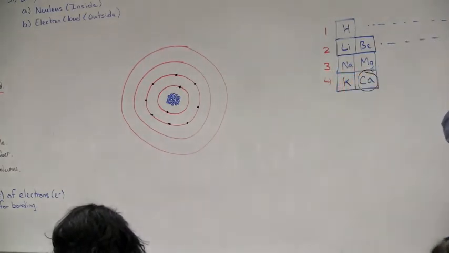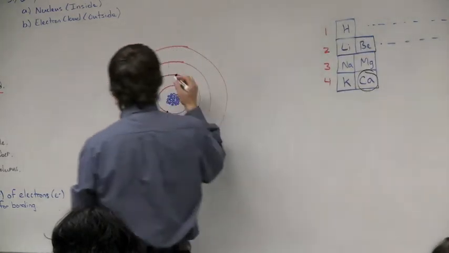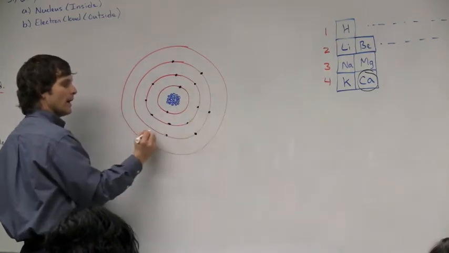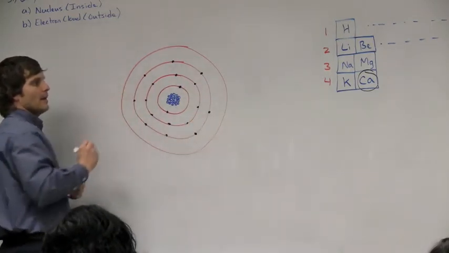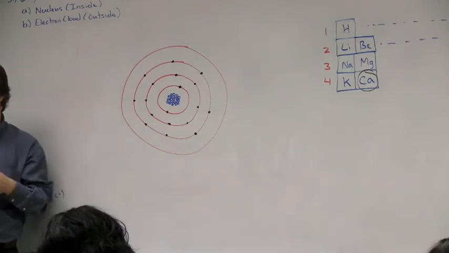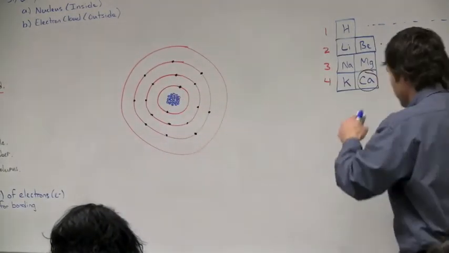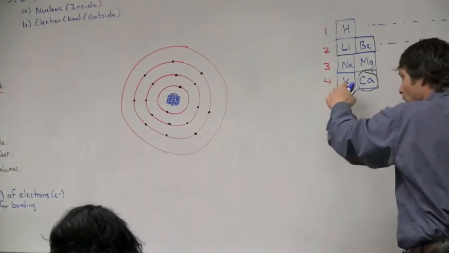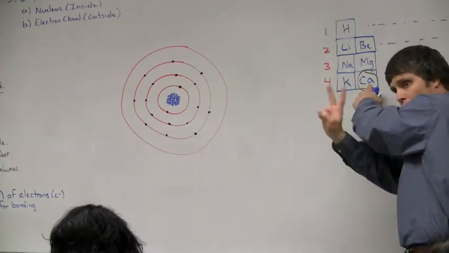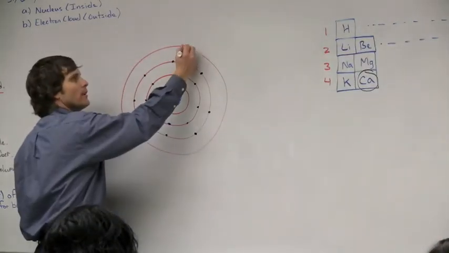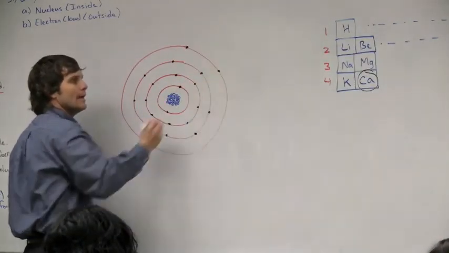1, 2, 3, 4, 5, 6, 7, 8. So once again, in energy level number 3, we've got 8 electrons. And then finally, I get to energy level number 4, which is the last energy level, and I count over 1, 2. 2 spots, so that means on the very outside of calcium, there will be 2 electrons.